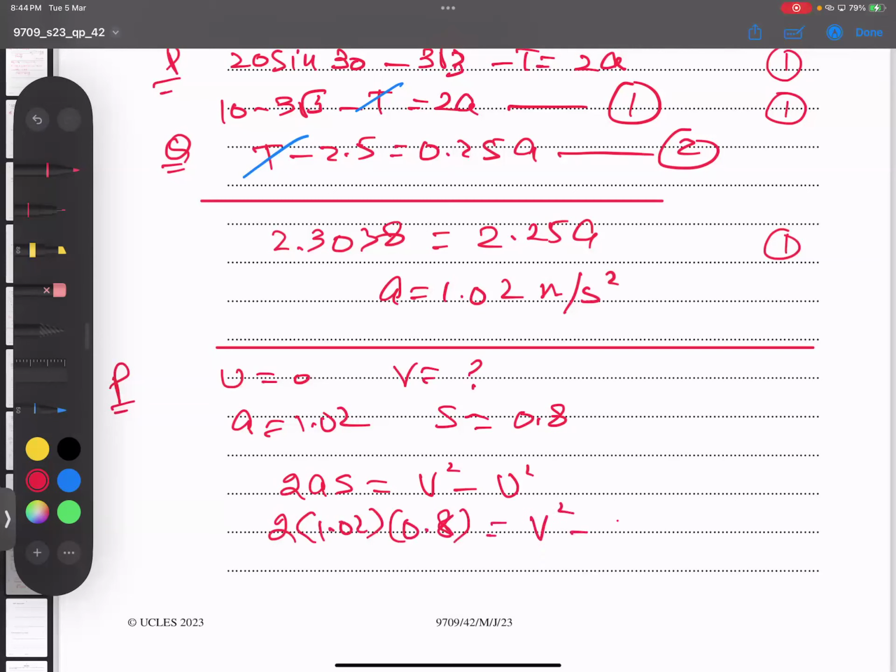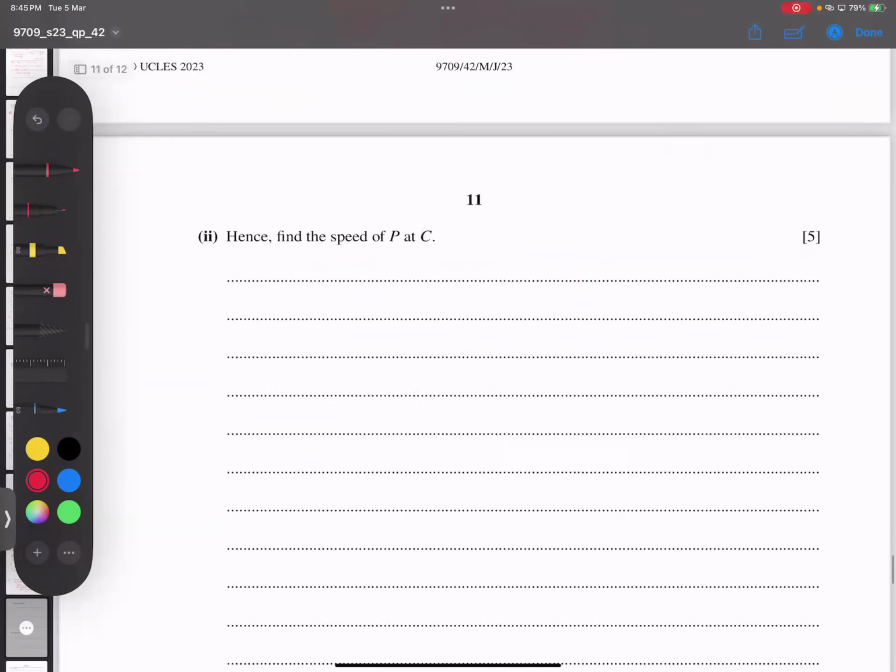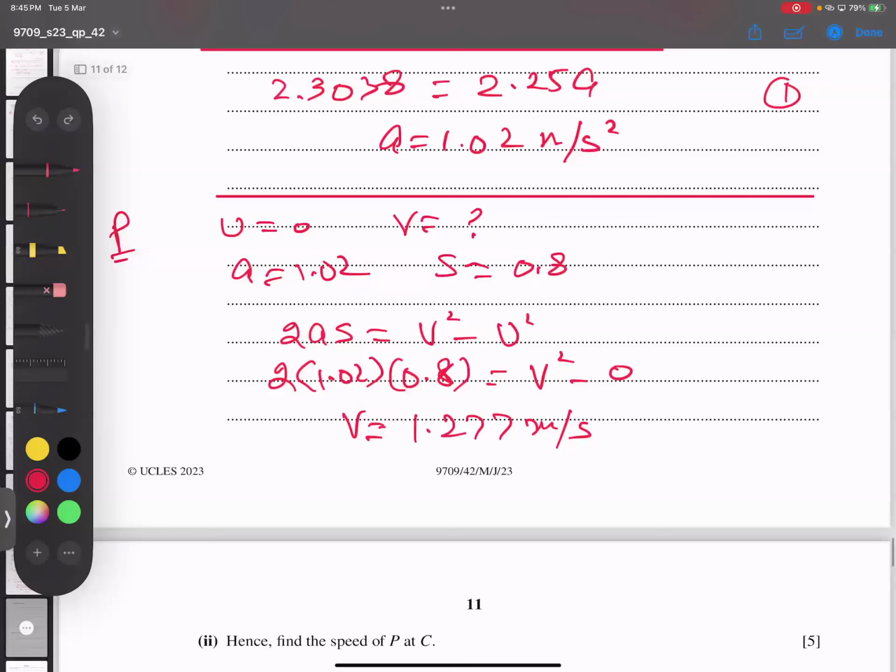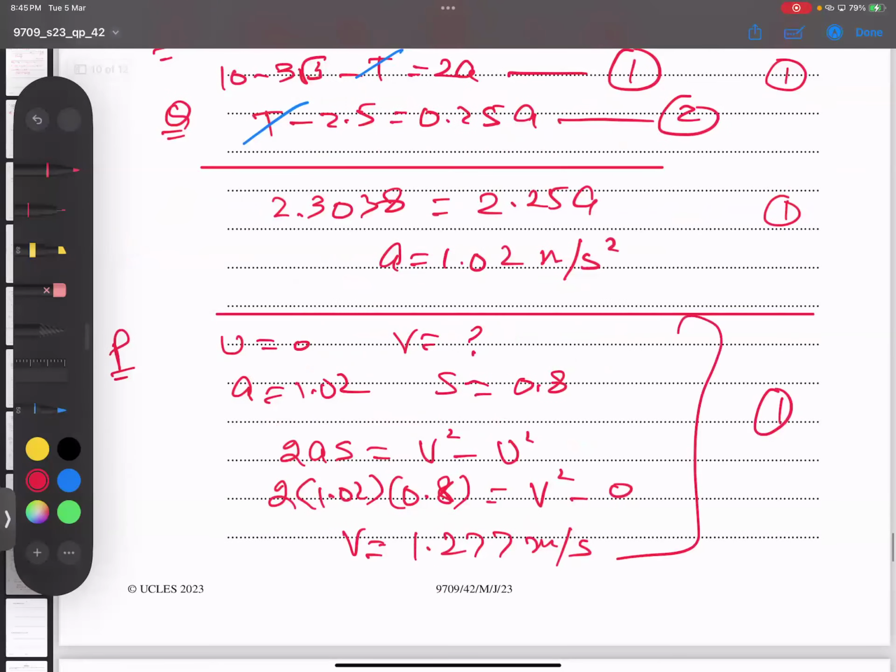Last velocity is zero, is this zero, and if we take a root of the whole side, so root 2 times 2, 1.02 into 0.8, and the final velocity which I'm getting is 1.277 meter per second. Okay, this is, in my opinion, because it's a 5-mark question, this part contains 1 mark.